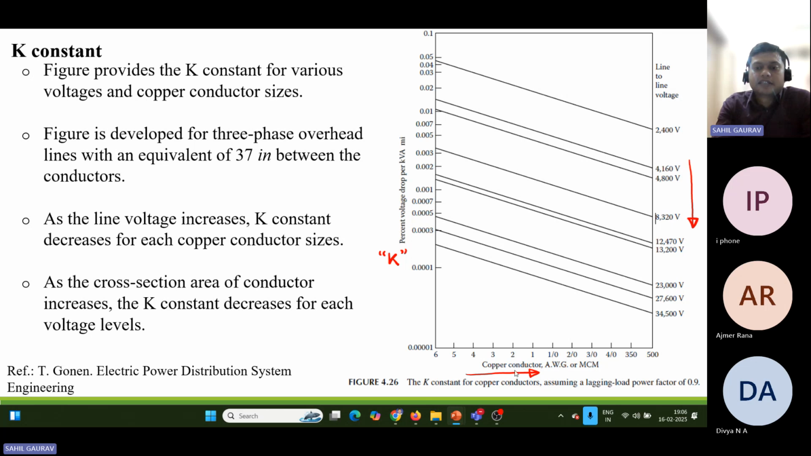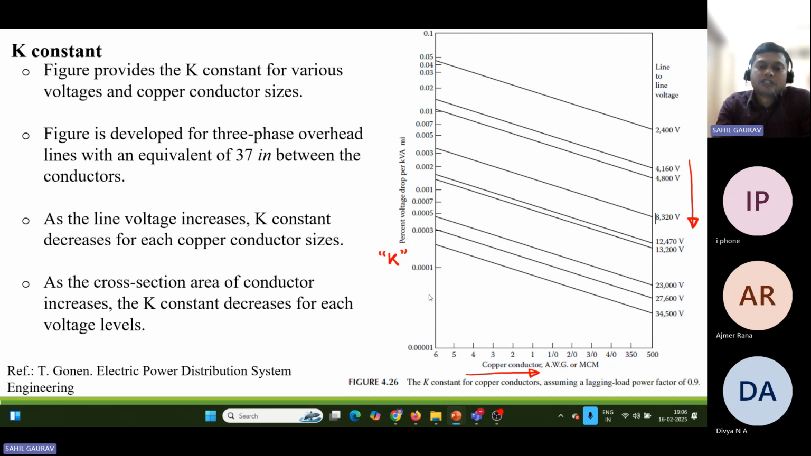And on the x-axis, as the cross-sectional area of the conductor increases, the K constant decreases for each voltage level. It is obvious that if the cross-sectional area of the conductor increases, its resistance will reduce, the power loss will reduce, and then the voltage drop will also reduce. In that way, the K constant also reduces for increasing cross-sectional area, and it also decreases upon increasing the line voltage.